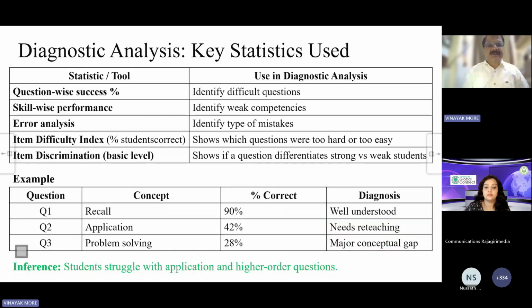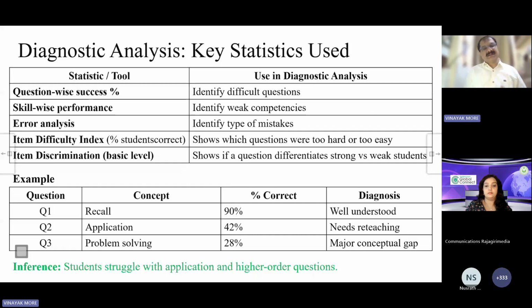The second one is skill-wise performance. Instead of writing learning outcomes, you can have the skills, particularly if an activity is given where students are performing and you are using an observation schedule. In the observation schedule, you have the skill performance also. You can quantify it, and based on that, you can see which skill is performed more by the students.